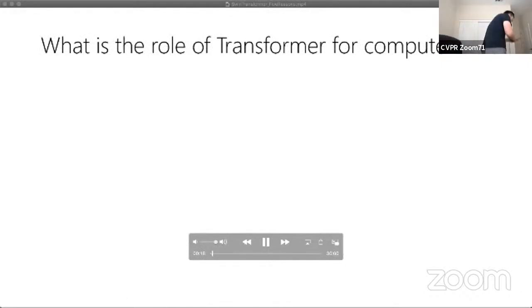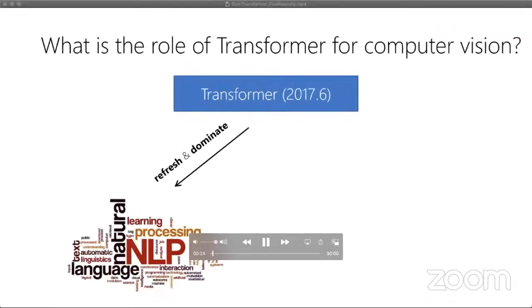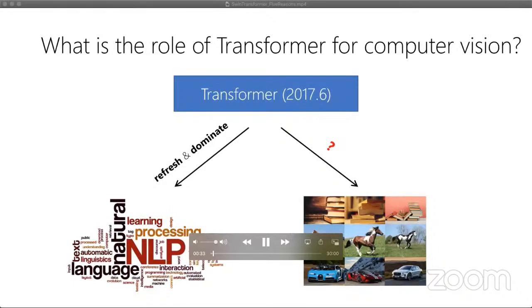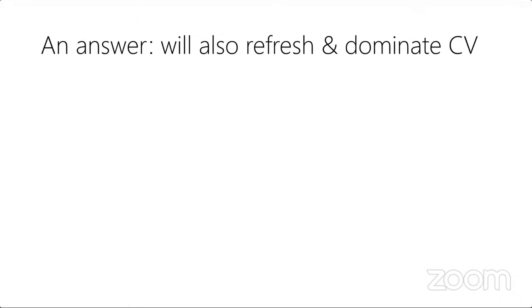Now, everybody knows transformers. It was invented 4 years ago. During the last 4 years, it has refreshed the NLP field and is also the current dominant architecture in this field. It's so successful in NLP, encouraging researchers to think about a question: what is the role of transformer for computer vision? Let me directly pose the answer. We think it will also refresh and dominate computer vision.